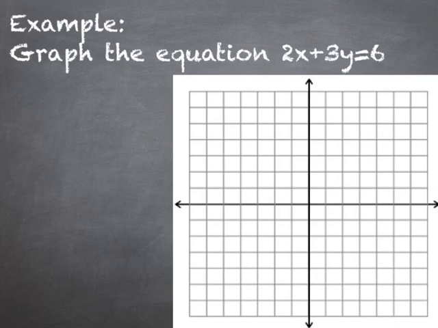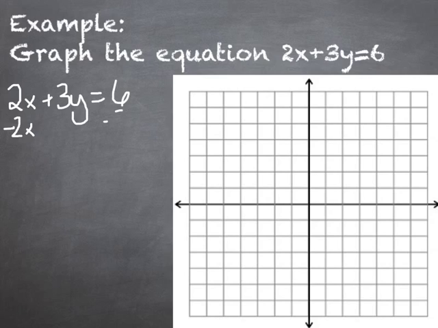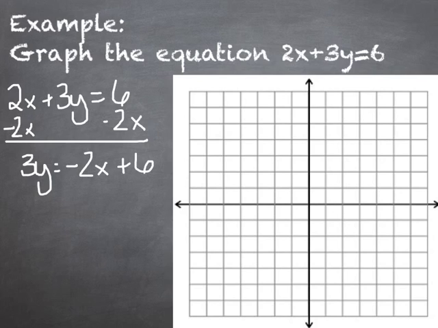Graph the equation 2x plus 3y equals 6. Let's go ahead and write that in a form we know. So 2x plus 3y equals 6. I'm going to solve for y. So first I'll subtract 2x from each side, and I get 3y equals negative 2x plus 6.